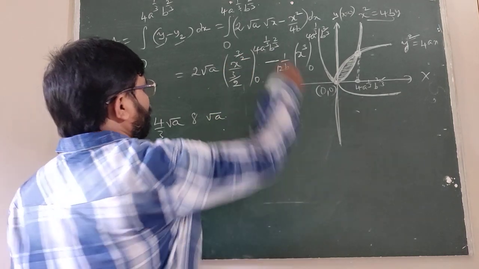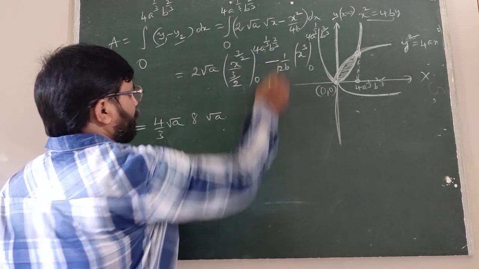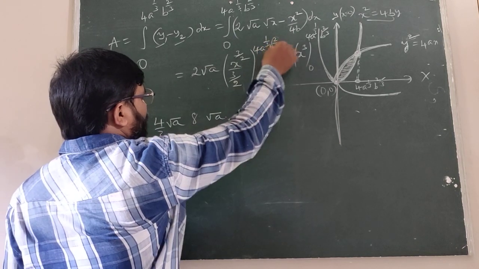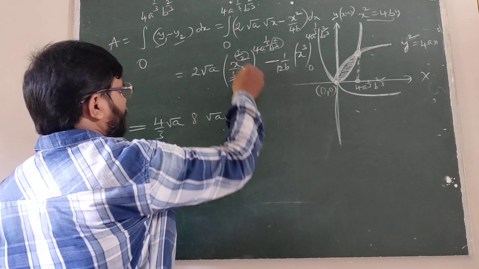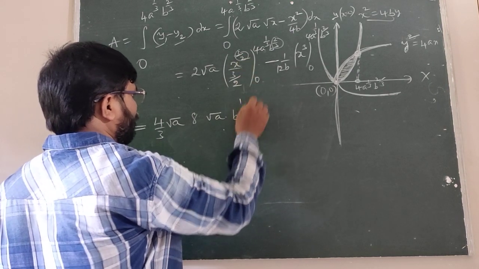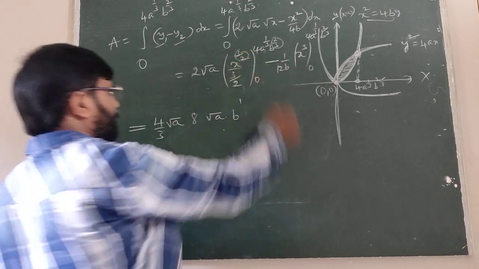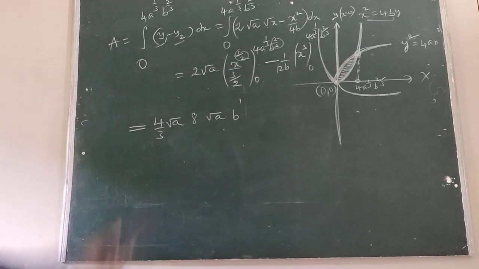Now we can substitute the b. Therefore 2 by 3. 2 by 3 into 3 by 2 is 1. B power 1. When we are taking the 0, this is 0. Okay. Minus of 0. 0 power anything is 0. Now the next one.